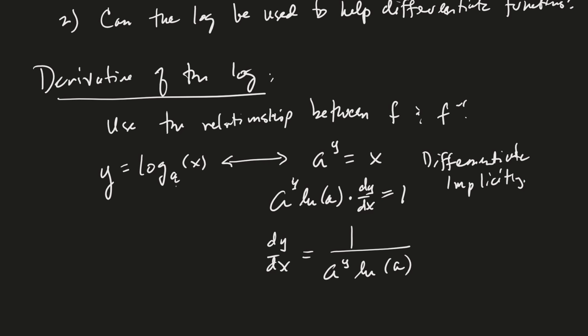When we were dealing with the inverse trig functions, we had a triangle to get rid of the y and introduce x. In this case, can I get rid of the y and use an x? I think we can if we go back to the original expression: a to the y is equal to x. So therefore, this is equal to 1 over x natural log of a.